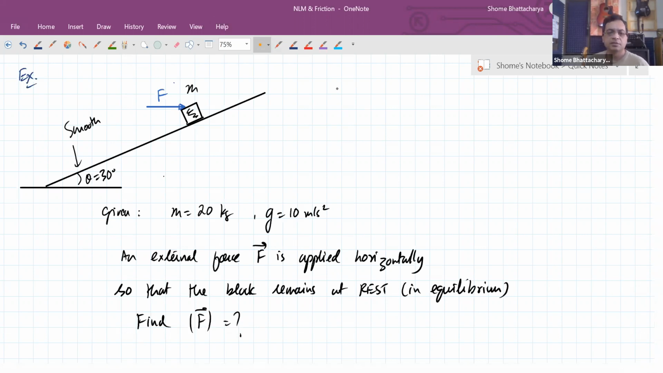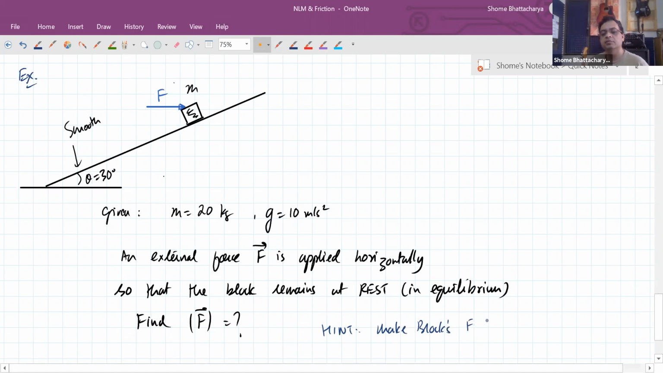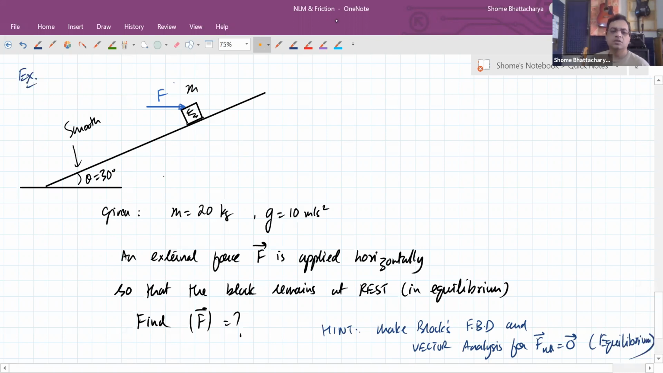Okay. So the method we will use to find the magnitude of the external force will again be the free body diagram method. So I would like you to just give this a try once. Try by making the free body diagram. Make the block's free body diagram and do the vector analysis on it, for net force to be equal to zero, the equilibrium condition. Okay, so just give this a minute, try this out, we will discuss.